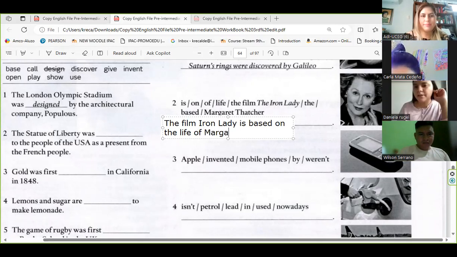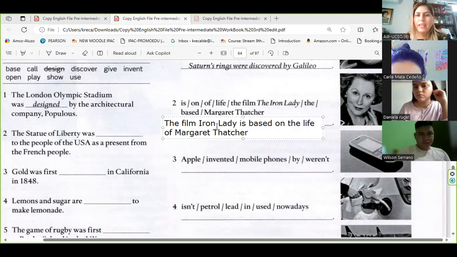Is it by Margaret Thatcher? No, no by. No hay by. There is no by here. The film The Iron Lady is based on the life of Margaret Thatcher. Let me see, 2, 4, 6, 8, 10, 12.